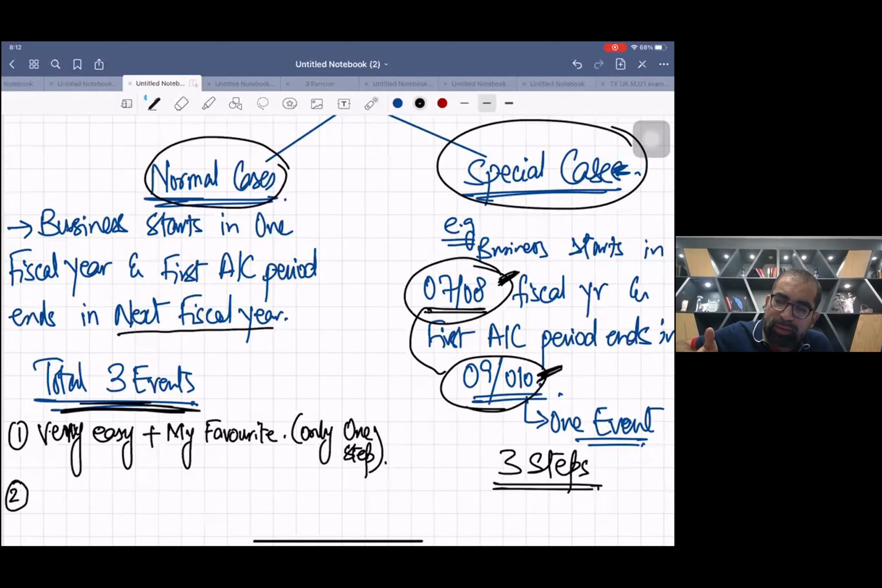And yes, overlapping profit: in all these cases, you need to check about the overlapping profit.